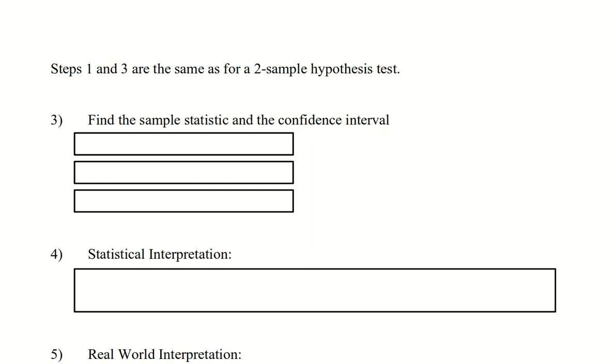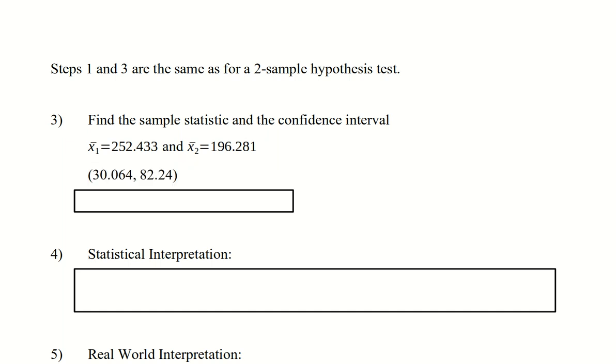Okay, so let's actually perform a hypothesis test. Steps 1 and 3 are the same. They become steps 1 and 2. The new step 3 is to state our sample statistics and the confidence interval. So here's our sample means. That came out of the calculator. And here is our confidence interval. So just recopied from the calculator screen. And of course, our confidence level is 99%.